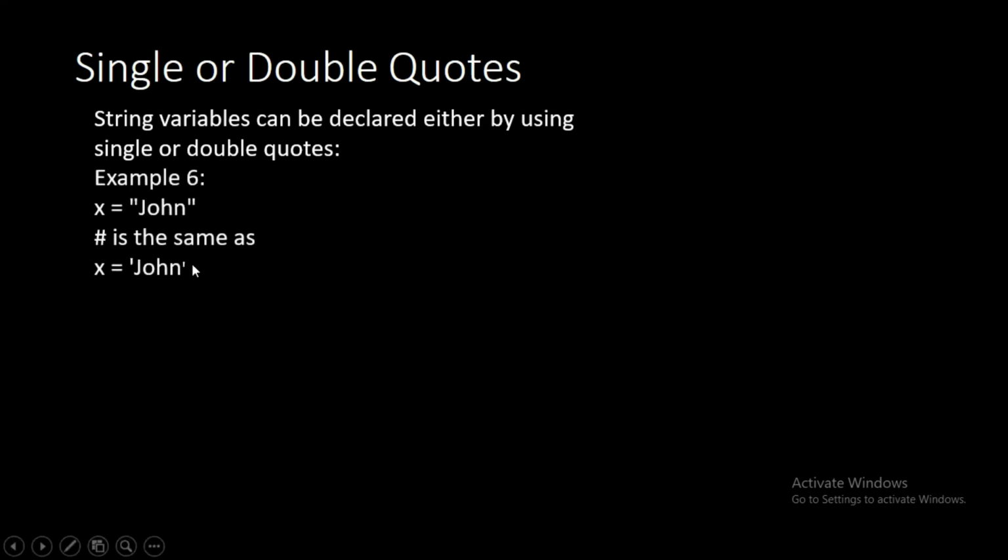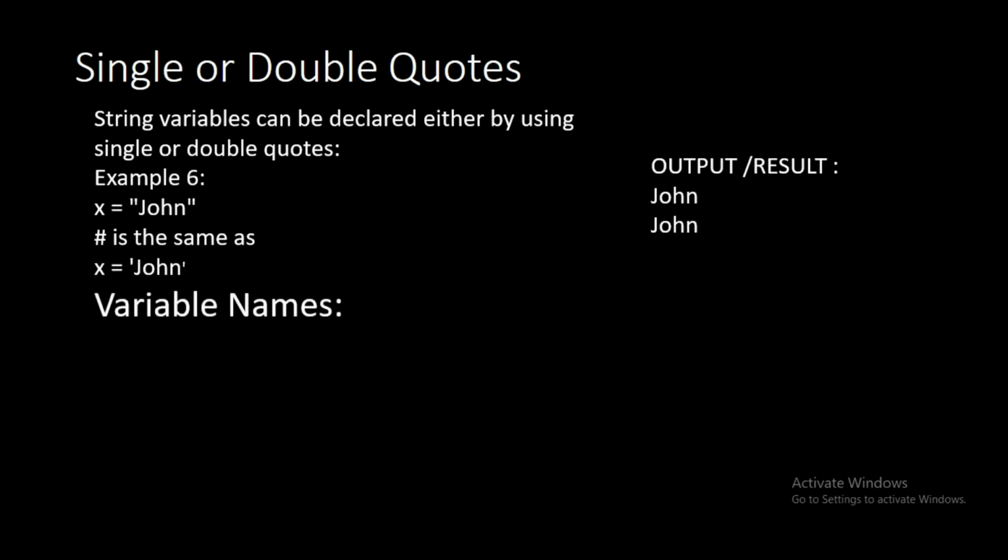In this example, x equals 'John' in single quotation and x equals "John" in double quotation. So what will happen, as you print, both are the same thing. The compiler will take it as a string for both cases, in single quotation or double quotation.